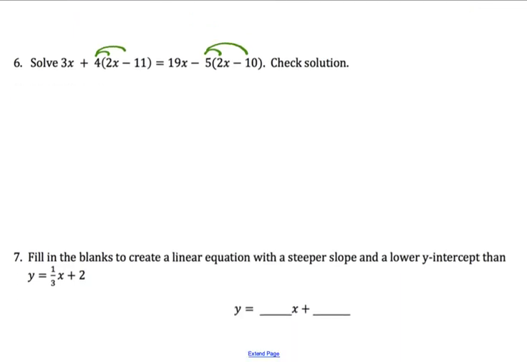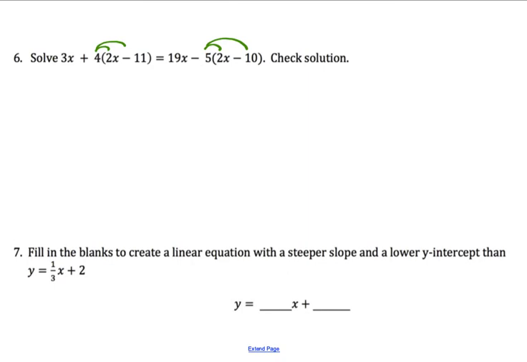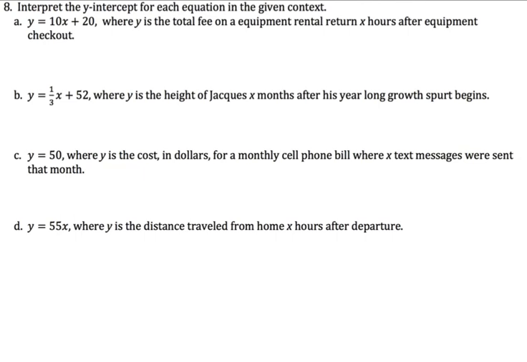Number 7, fill in the blanks to create a linear equation with a steeper slope and a lower y-intercept. On this you need to understand steeper slopes are going to have bigger slope numbers, and a lower y-intercept will have a smaller y-intercept number. And then on number 8, you're going to interpret the y-intercept for each equation in context. So that is telling what the y-intercept means. What does the 20 mean here? y is the total fee for an equipment rental return, x hours after the equipment checkout. Well, it doesn't matter how long you rent it for. It looks like you're going to be paying $20. So $20 is the basic rental fee, it looks like.